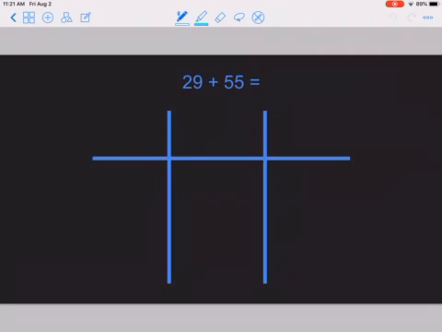Let's get into an example. So we have 29 plus 55. When we are working with addition and subtraction, there are going to be times where we need to compose and decompose numbers. That means we're just going to regroup them in different ways. So let me show you an example. 29 plus 55, we're going to do the same thing that we've been doing when we weren't regrouping to start out. So I'm going to build 29 first with my base 10 blocks.